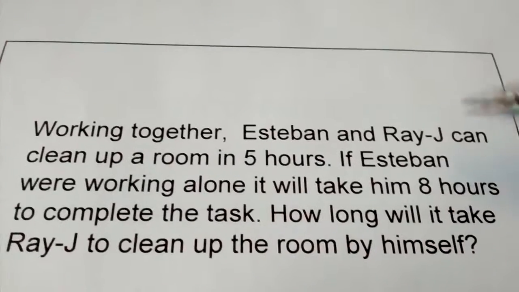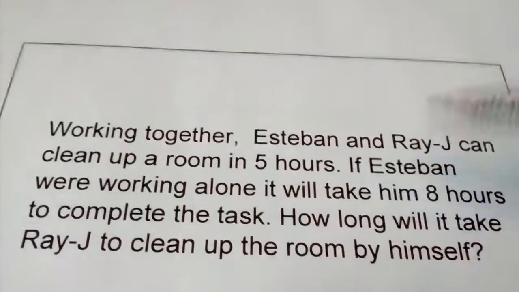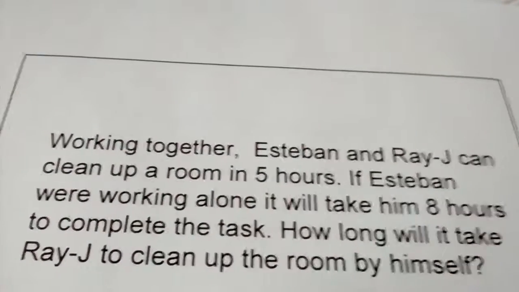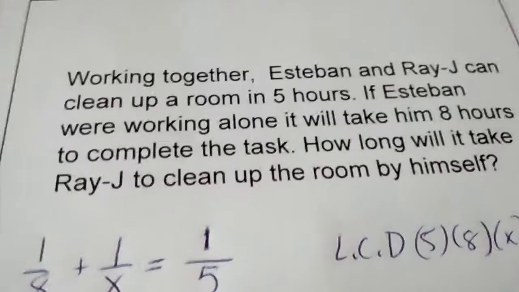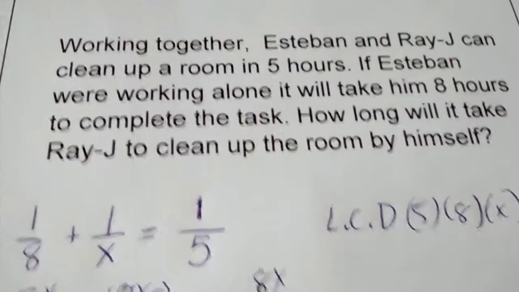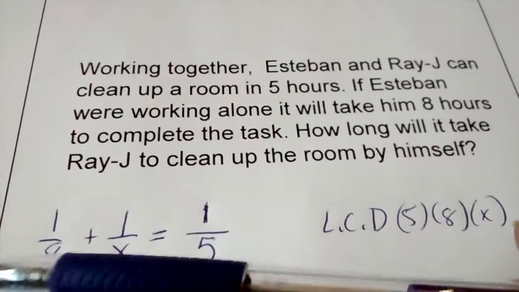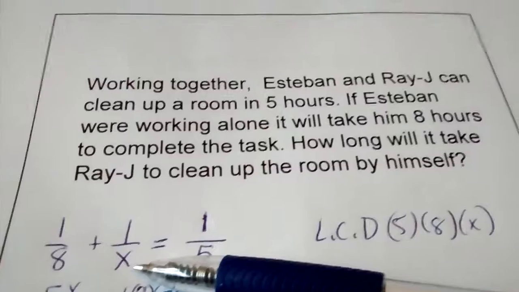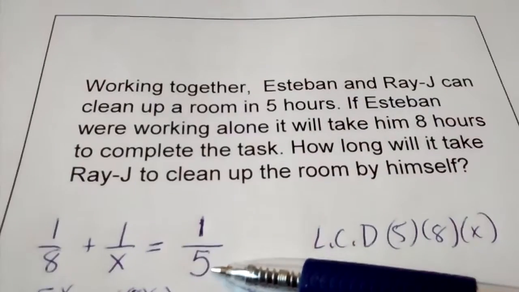Okay, so working together, Esteban and Ray J can clean up a room in 5 hours. If Esteban were working alone, it would take 8 hours to complete the task. How long will it take Ray J to clean up the room by himself? So you're setting up the equation, which would be 1 over 8, which is Esteban's time working alone. Then 1 over Ray J's time, which we don't know. And then 1 over the combined time, which would be 5 hours.